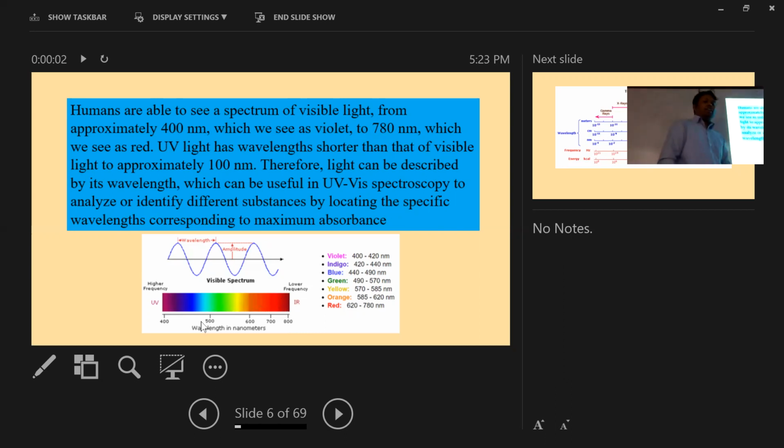So humans are able to see only this region, a spectrum of visible light from approximately 400 nanometers, which we can see as violet. Actually this region is violet, but as I can see, it is quite impossible to consider this as violet. This is just blue, and here you can see a little dark blue, but not violet. Maybe those who are online can distinguish this as a little bit violet.